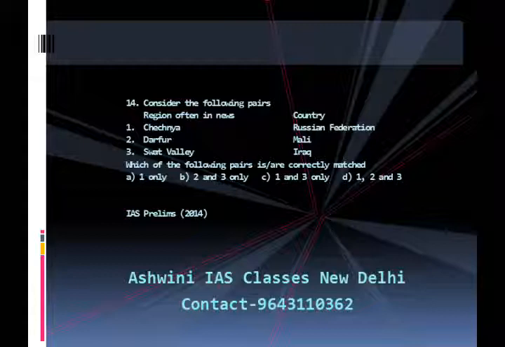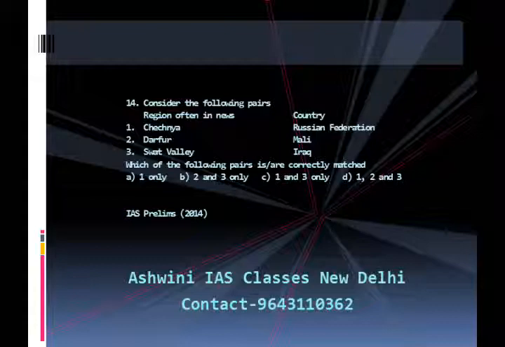Bit of explanation on this. Chechnya is located in the North Caucasus, Russia, situated in the most southern part of Eastern Europe and 100 kilometers away from the Caspian Sea. Darfur is a region situated in western Sudan. Therefore, pair 2 is not correctly matched. Swat is a river valley and an administrative district in the Khyber Pakhtunkhwa province of Pakistan. It is the upper valley of the Swat River, which rises in the Hindu Kush range.